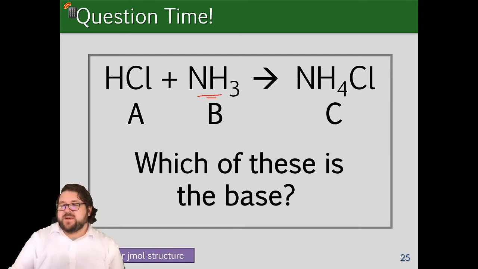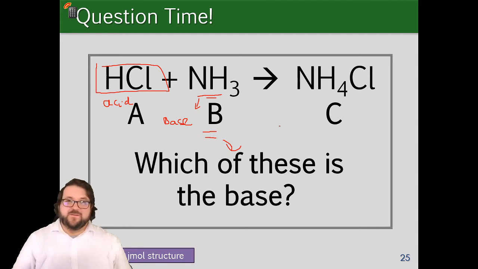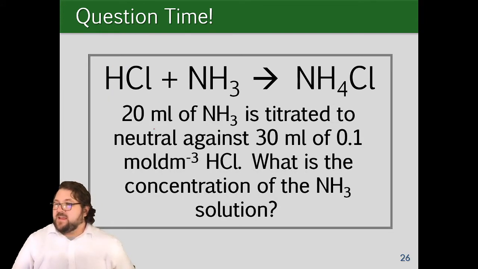And another way to think about it is, well, HCl, the Cl has got rid of a H by the looks of it. So it must be the acid. And so that'll be the next question, won't it? Which is the acid? The HCl must be the acid. And that makes that the base, doesn't it? So B is the base. Great.